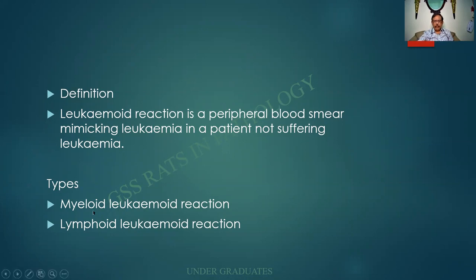There are two types. One is a myeloid leukemoid reaction and another lymphoid leukemoid reaction. There are two types. Please do remember. Myeloid leukemoid, lymphoid leukemoid. We shall see what they are.